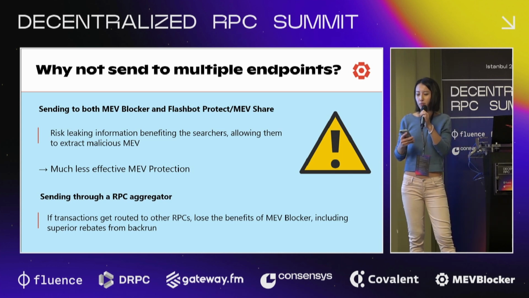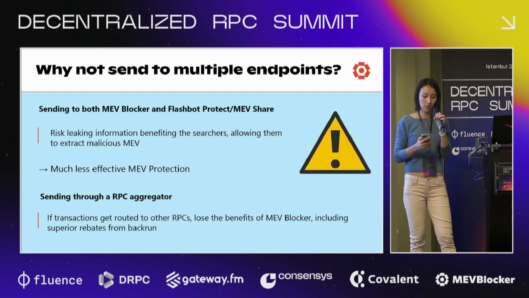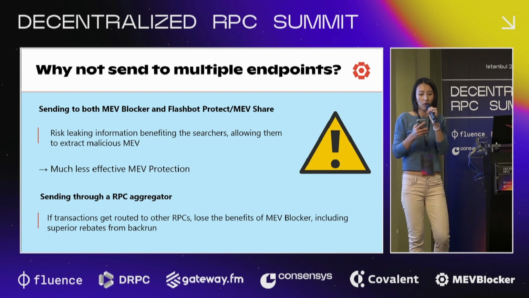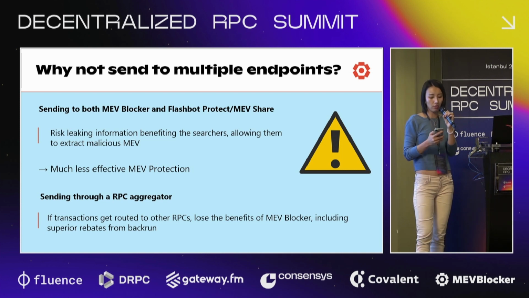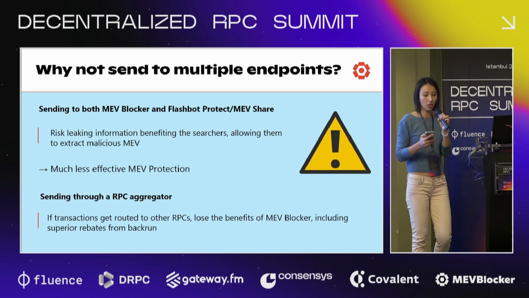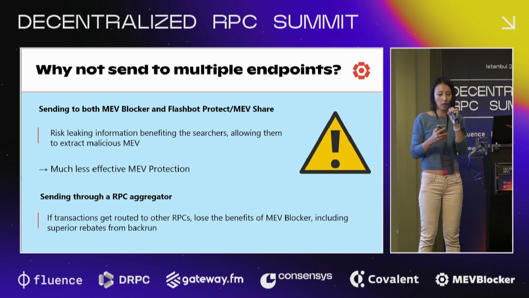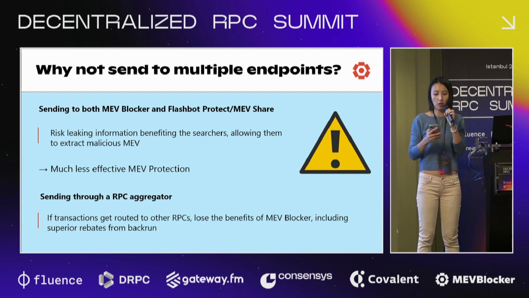When you're submitting to both MEV Blocker and Flashbots Protect, you're risking leaking information, benefiting the searchers. Remember this. Flashbots' privacy model relies on sharing very limited information about the transactions, making it super hard for searchers to front-run out of the bundle. MEV Blocker shares practically all information about the transaction, and additionally uses some AI-generated noise transactions to distract them, to prevent them from exploiting the order flow.